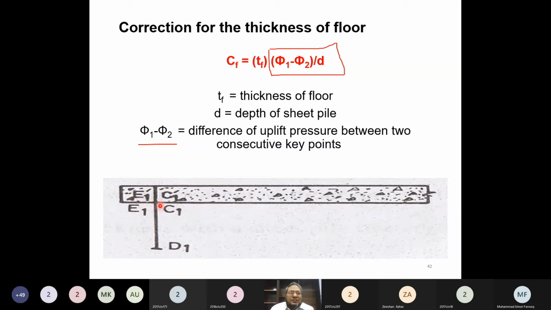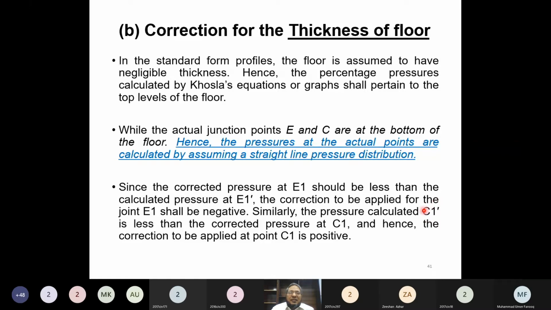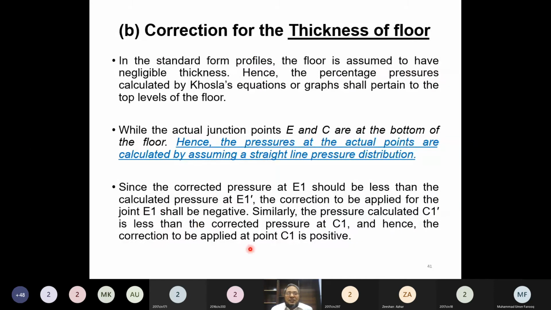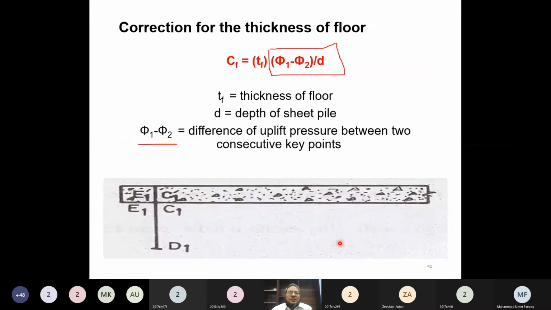अच्छा, what about point C1 and C1 dash? अब मुझे बताएं कहाँ पे अपलिफ्ट प्रेशर ज्यादा होगा, C1 पॉइंट पे या C1 डैश पे ज्यादा होगा? C1 पे, yes, it would be more. So the same is mentioned here. Similarly, the pressure calculated at C1 dash is less than the corrected pressure at C1. So C1 जो dash है वो कम होगा इधर, इसलिए hence the correction to be applied at C1 is positive या negative? अब positive चाहिए, है ना? Now the correction would be positive. अगर मैंने यहाँ निकाला है तो मैं उसमें add करूँगा, तो then I will get the uplift pressure at C1. So this is how you have to apply the correction for the thickness of floor.